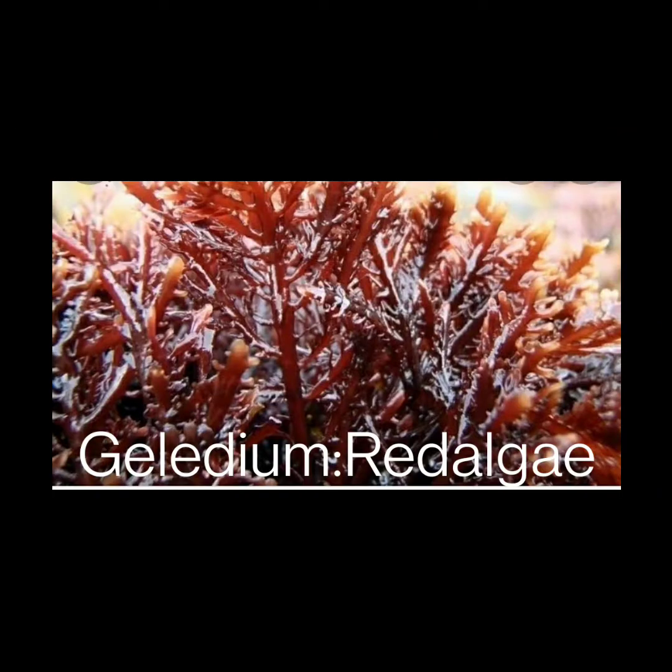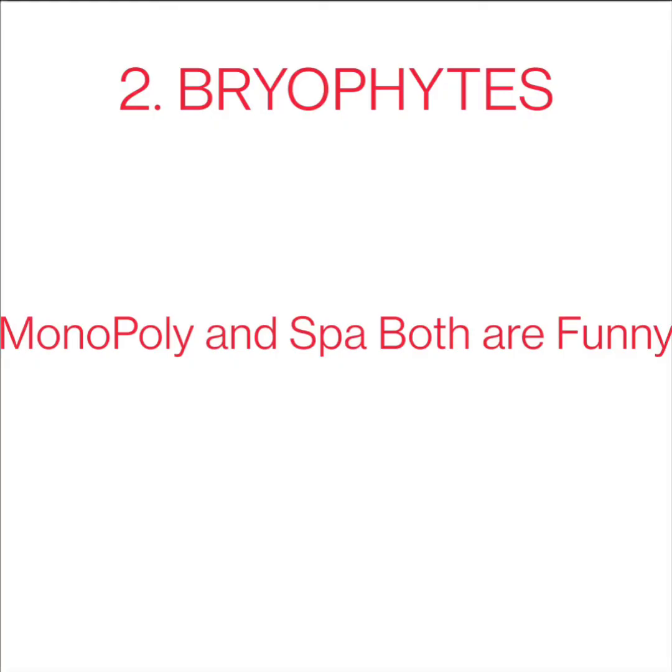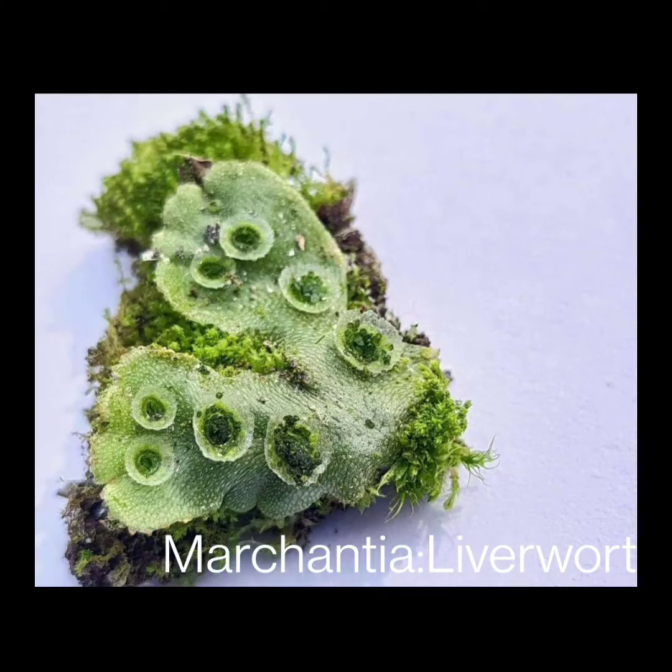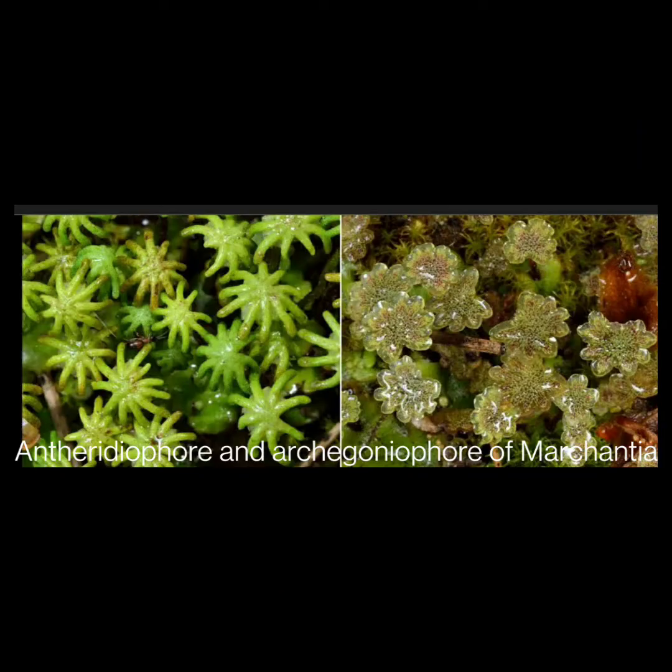The second group of plants are Bryophytes. The code is Monopoly and Spa, both are funny. M for Marchantia, which is liverwort. We can see the gemma here. And these are the reproductive structures of Marchantia: Antheridiophores and Archegoniophores.